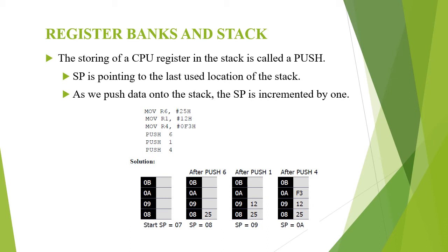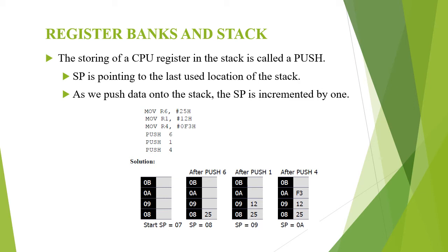After the push 6, next we have the push 1 instruction. So the stack pointer will be incremented by 1, and now it will have the value 09, meaning the stack pointer will be pointing to the location 09. Now push 1 means the content of register R1, that is 12H, should be moved to the stack. So 12H will be moved to the location 09, and now the stack pointer will get incremented by 1, so it will have the value 0A, that is it will now be pointing to the location 0AH.